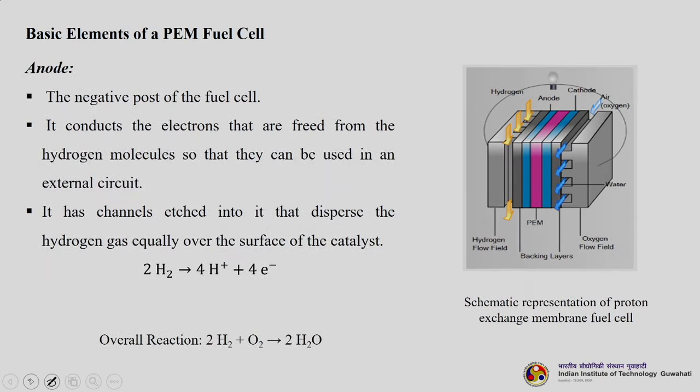The next one is the anode. Okay. So, this is your anode here, right. It is the negative post of the fuel cell, it conducts the electrons that are freed from the hydrogen molecules, so that they can be used in an external circuit. It has channels etched into it that disperse the hydrogen gas equally over the surface of the catalyst. The reaction that happens at the anode is 2 hydrogen gives 4 protons plus 4 electrons. So, the overall reaction is 2 hydrogen plus oxygen gives 2 water.